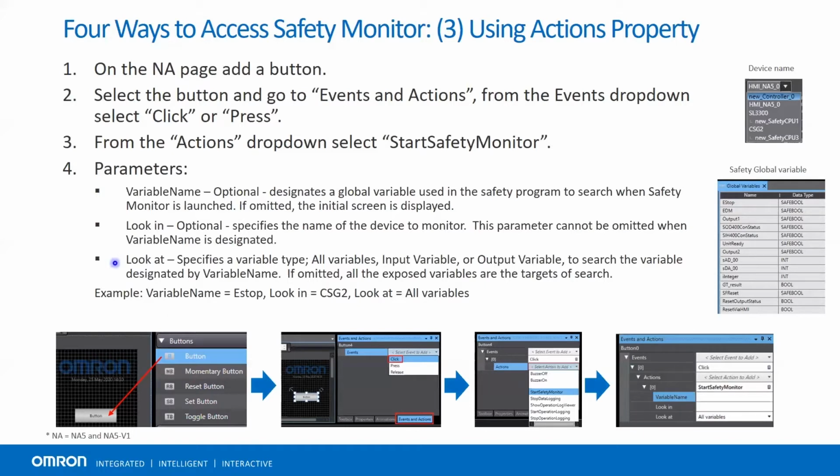LookAt specifies variable type: all variables, input variable or output variable, to search a variable designated by the variable name. If omitted, all the exposed variables are the target of the search. Here's an example. The variable name is equal to eStop. LookIn is equal to CSG2. LookAt is equal to all variables.